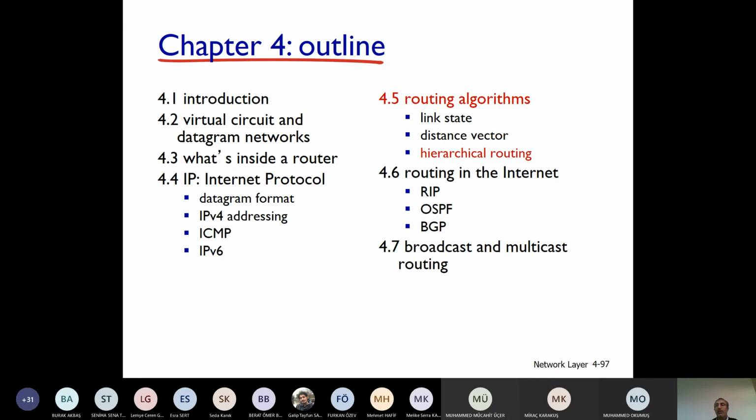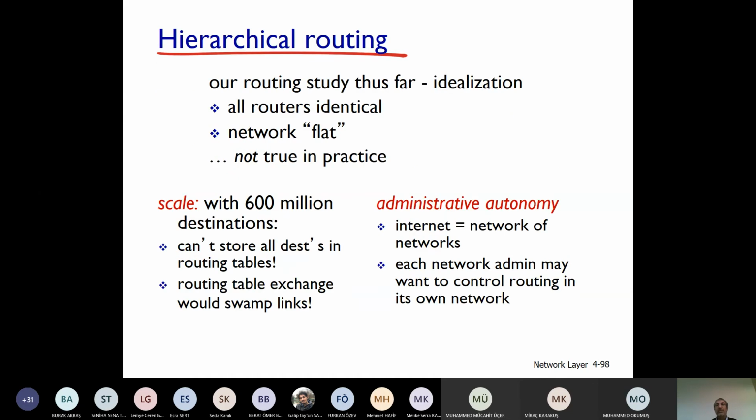Okay, so in the routing algorithms, the last topic is hierarchical routing. These two methods are practical, but they are based on some theory. What do we do in practice, in real life? What we do is actually hierarchical routing. When we implement these methods in practice in the internet, for instance, we use some hierarchy. So what is hierarchical routing?